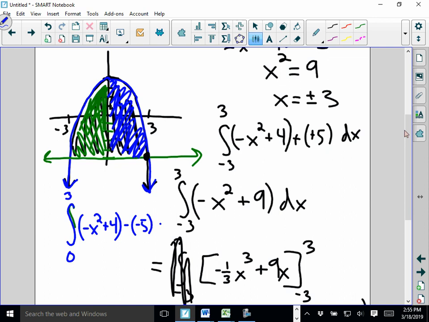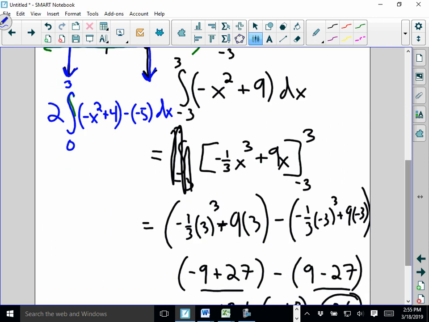Okay? But that blue region isn't my final answer. I'm going to have to double that to get my answer. Now the reason I do this is because it's much easier to do definite integrals when we have zeros as one of our limits of integration. So let's see what happens if we do this.